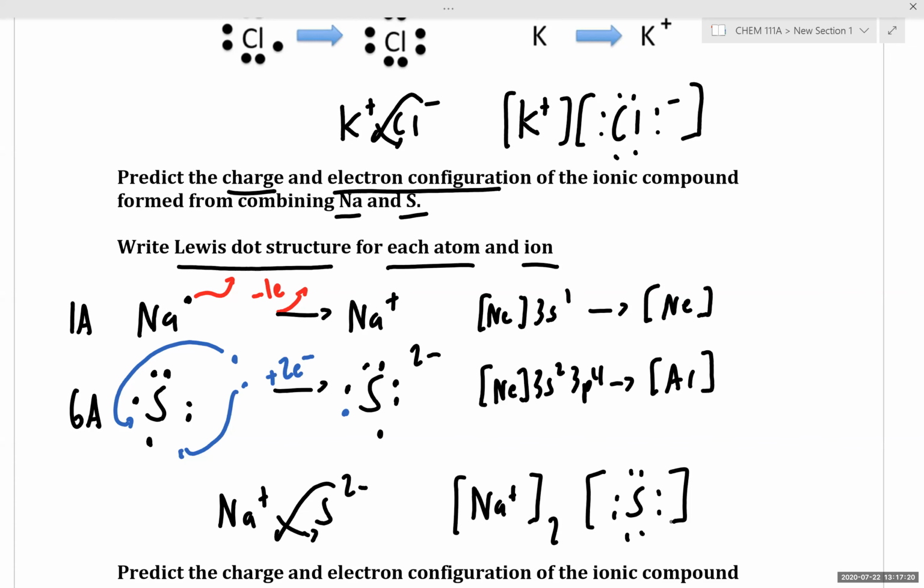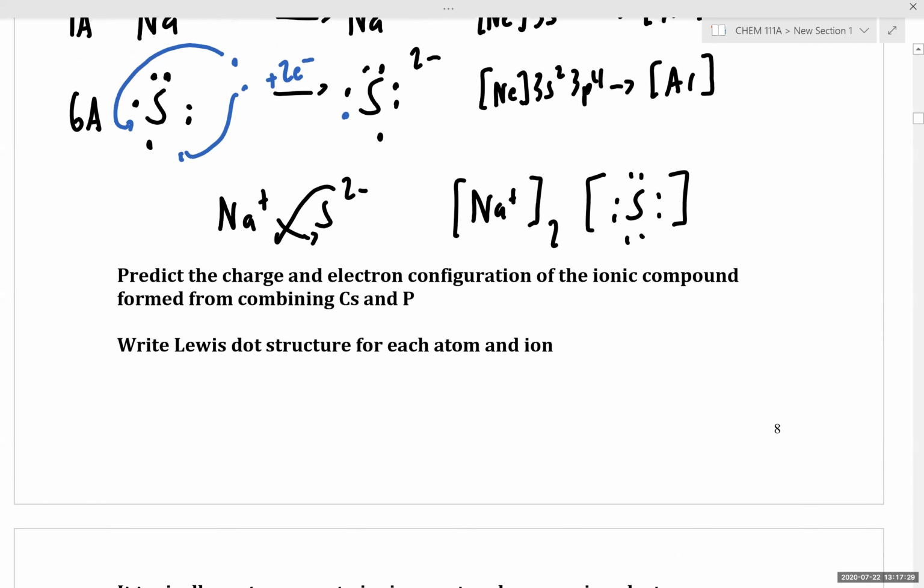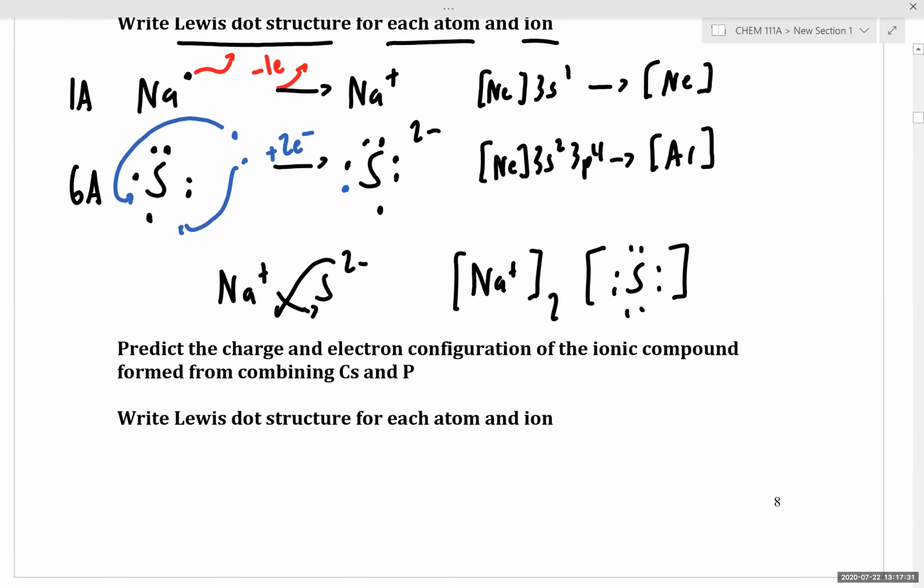Does this example make sense to everyone so far? Any questions on this example? Let's now take a look at the following problem. I'd like you to predict the charge and electron configuration of each ion and atom formed when you react cesium and phosphorus, and predict the formula of the compound formed. Let's work on this example for about 3 to 4 minutes, and then we'll come together as a group to discuss.